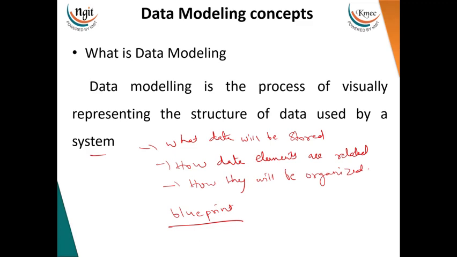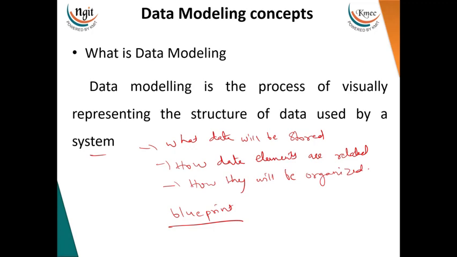Data modeling is the process of visually representing the structure of data used by a system. So then what does it define? It defines what data will be stored, how data elements are related, and how they will be organized. These are the things data modeling defines. Finally, it acts as a blueprint.